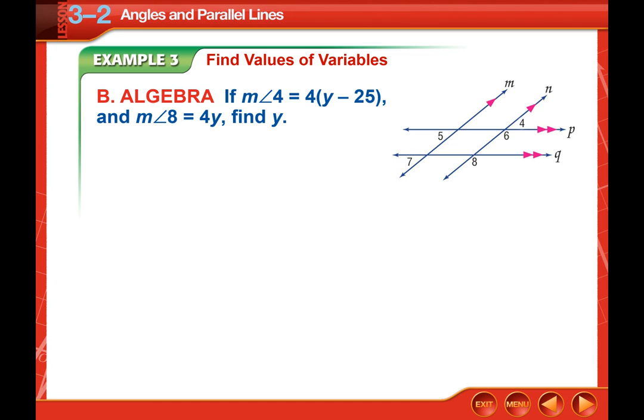Okay, here we're given that the measure of angle 4 is 4 times y minus 25. And we're also given that the measure of angle 8 is 4y. So we need to find y. These are on the same side of transversal N. They are exterior to the lines.